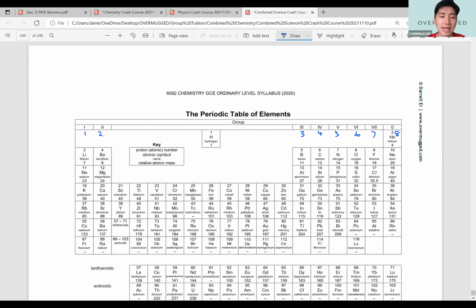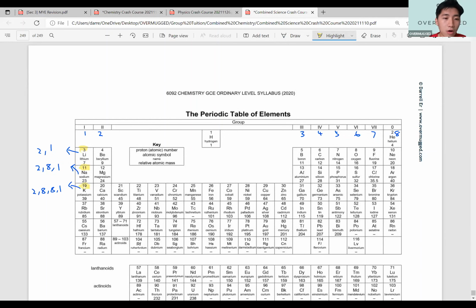Now, how does it work exactly? Let's use sodium as our example again. Sodium has 11 protons, 11 electrons as well. So the electronic configuration of sodium is 2, 8, 1. Potassium's electronic configuration is 2, 8, 8, 1. Lithium's electronic configuration is 2, 1. Okay, if you're wondering why I'm just using this, the protons equal the electrons, so I figure out what's the electronic configuration.